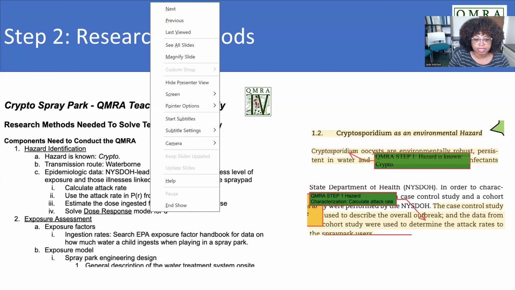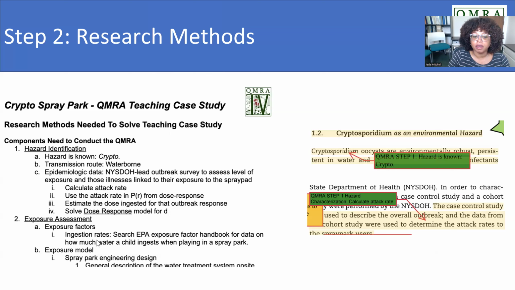For the exposure assessment, we identify some specific exposure factors, namely the ingestion rates that a person playing at the spray park would potentially have. So children may ingest a certain volume of water when playing in a splash pad. We know that this is variable. A source like the Exposure Factors Handbook, published by EPA, has data for different age groups that can be used for such a case study.